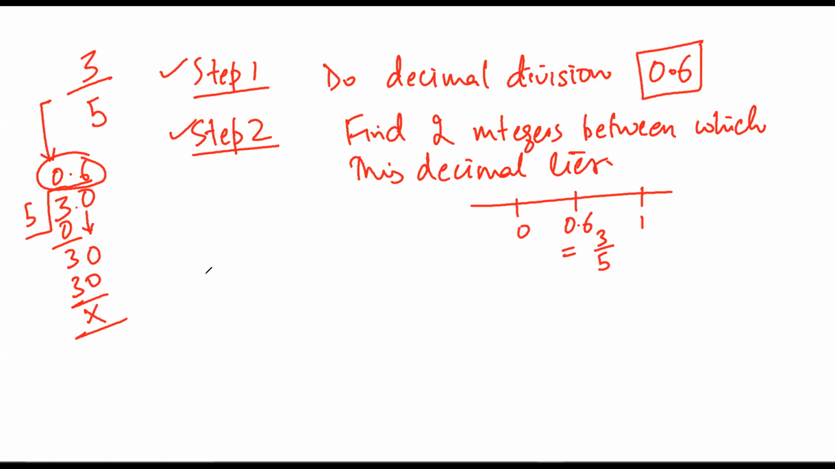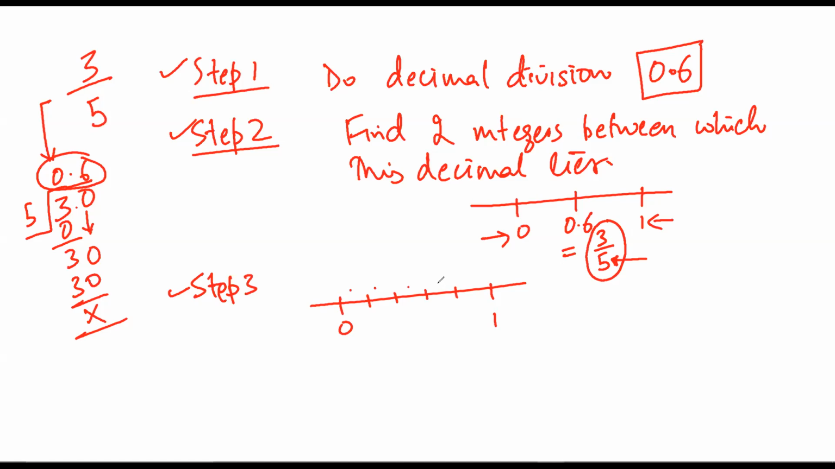Yes, sir. So step 3 is just write these two integers, 0 and 1. Whatever your fraction is, look at the denominator. We have to make 5 parts. So this will be the first part, this will be the second part, third part, and I have the fourth and fifth part. First, second, third, fourth, fifth.